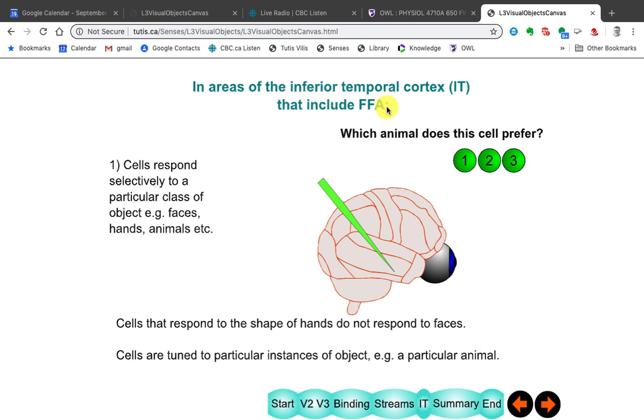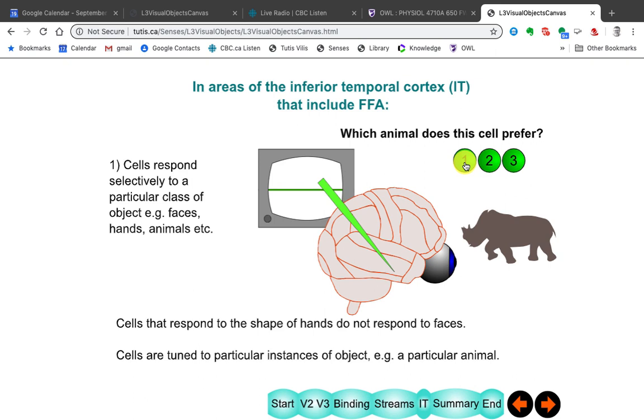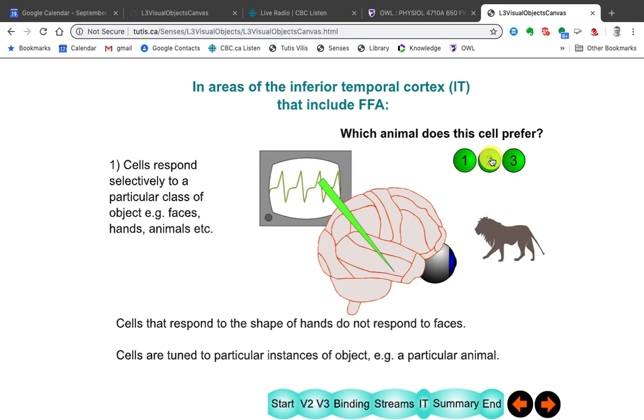So, in this inferior temporal cortex, one of the areas within it is FFA. There's many others that recognize other types of objects. So this one, for example, if I showed it a hippo or a rhino, it doesn't care for it. If I show it a giraffe, nothing happens. But if I show it a lion, a huge amount of activity occurs. So there are groups of cells selective for lions and other groups of cells for other objects.